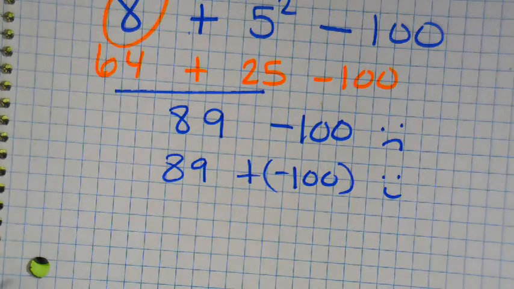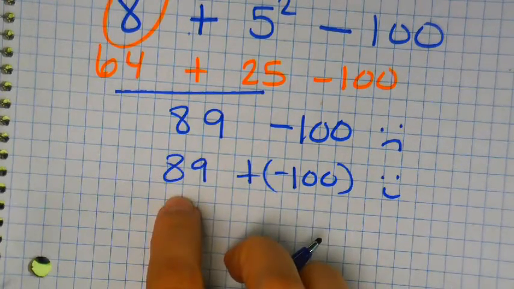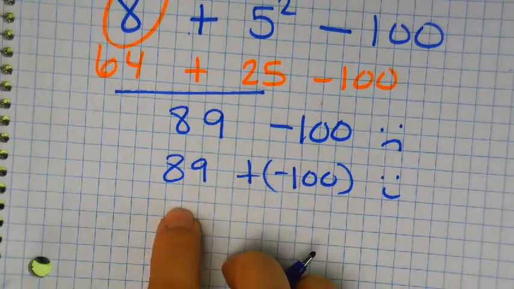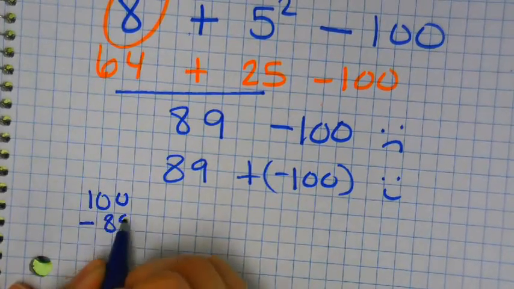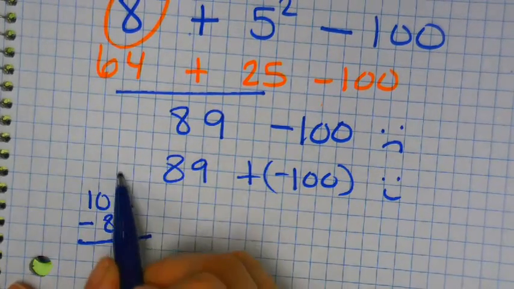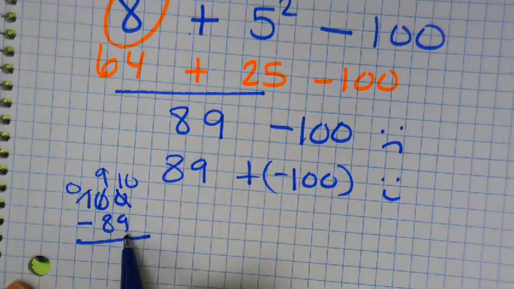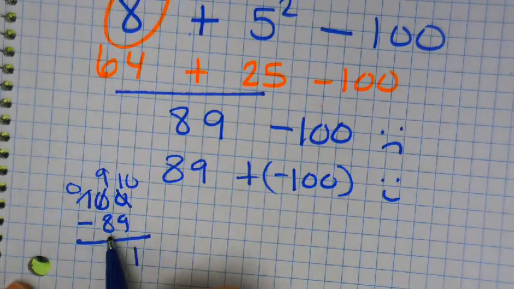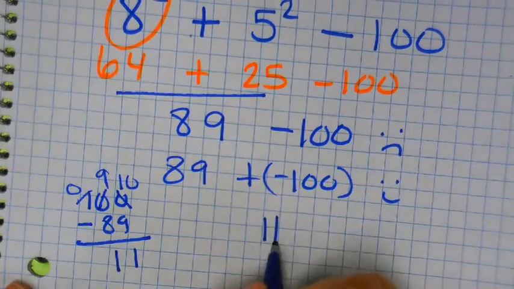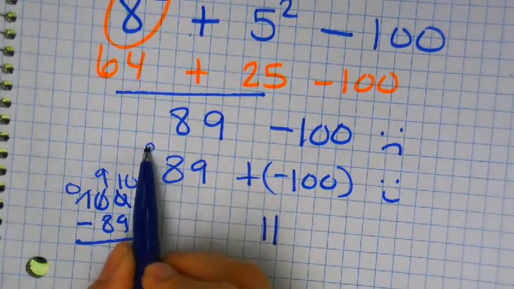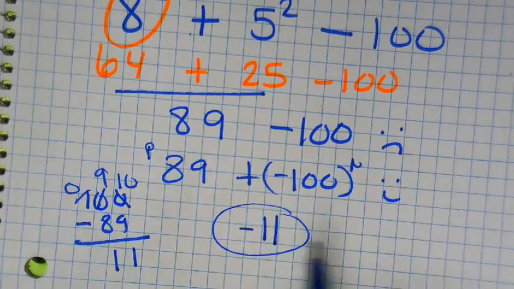You realize that there's different signs, right? You have a negative and you have a positive, right? So when they're a negative and a positive, you're going to subtract. So you have 100 minus 89. So 10, 9, 0. 10 minus 9 is 1. 8 minus 8, 9 minus 8 is 1. So we have 11. Now, do we have more positives or do we have more negatives? So my answer is negative 11.